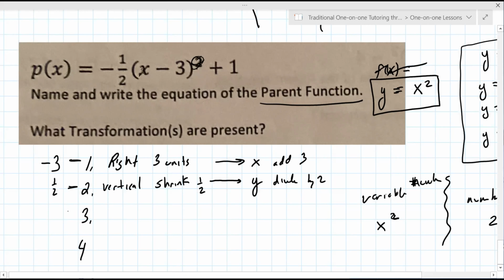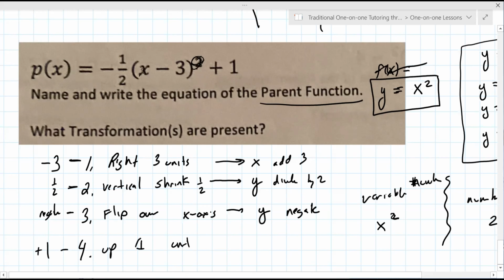The next one is this negative out in front. That negative in front makes the graph flip or reflect over the x-axis. That also only affects y. You end up negating it. And then for the final part, the 1, you will vertically move the graph up 1 unit, and that also only affects y. So y plus 1.